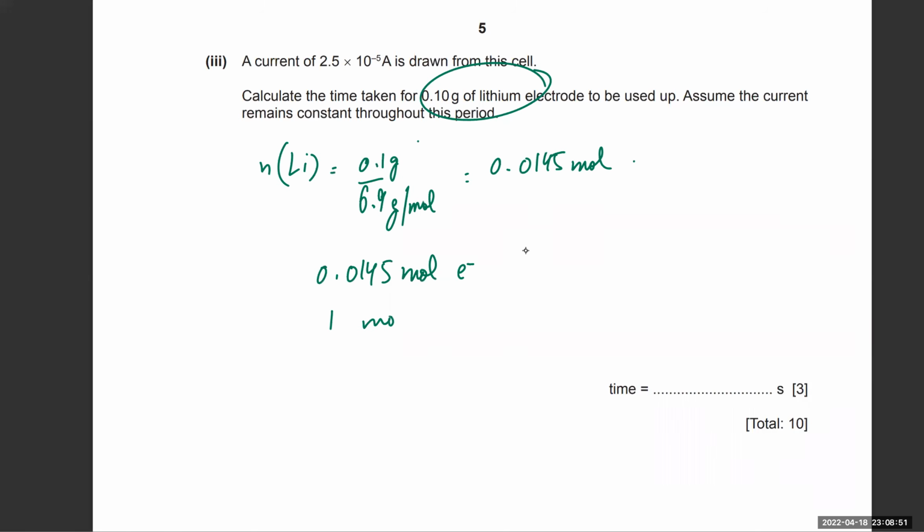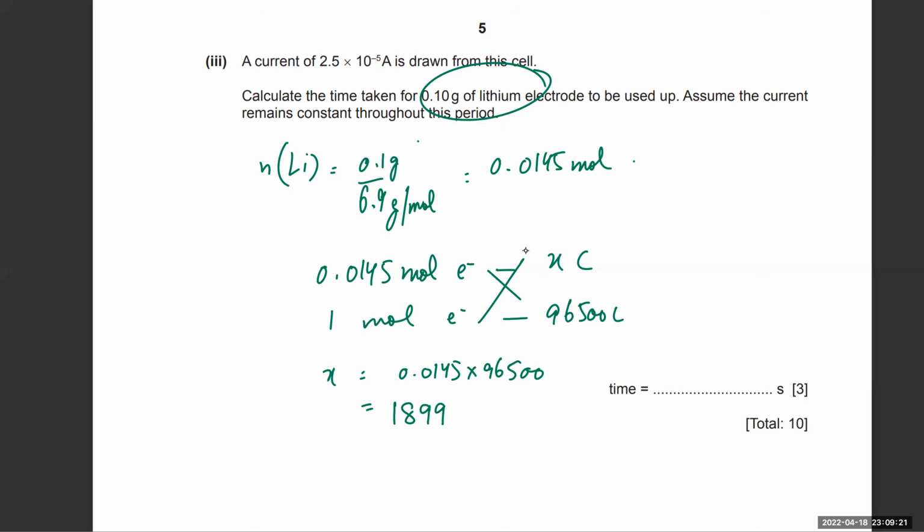Now, you know that 1 mole of electrons has how much charge? That's the Faraday constant, 96 500 coulombs. Using the same ratios, you can figure out the coulombs for this one. What do you get? 0.0145 times 96 500. So what do we have? 1399. So we got 1399 coulombs.